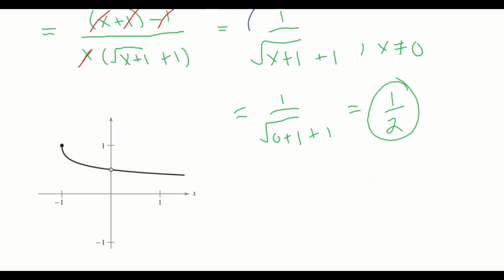And that function looks something like this. Well, this is the original f of x with that hole at x equals 0. And g of x looks the same, except that hole is filled. So we can confirm graphically as x approaches 0, y approaches 1/2.